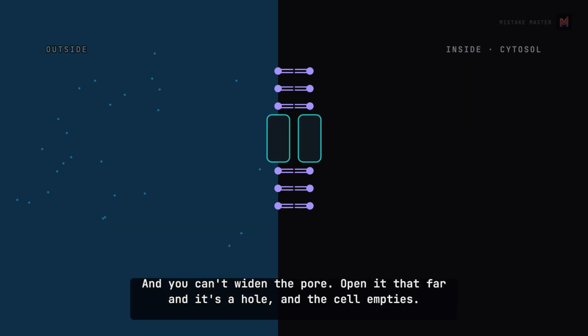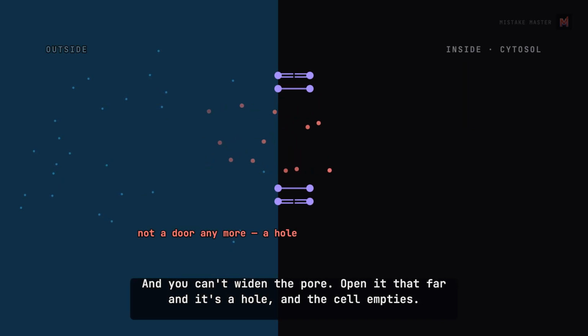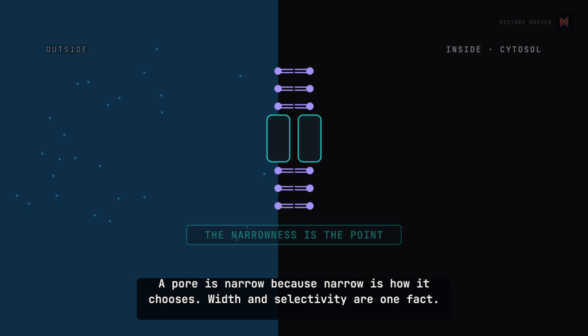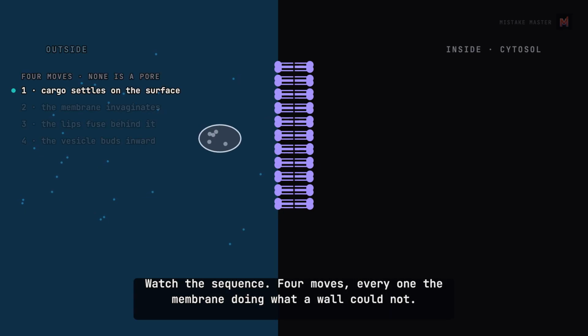And you can't widen the pore. Open it that far and it's a hole, and the cell empties. A pore is narrow because narrow is how it chooses. Width and selectivity are one fact. Watch the sequence. 4 moves. Every one the membrane doing what a wall could not.